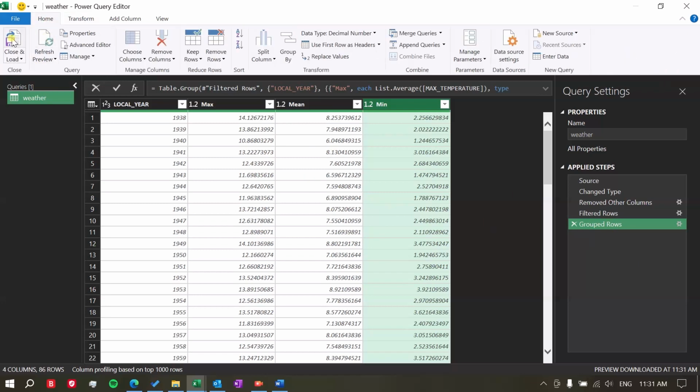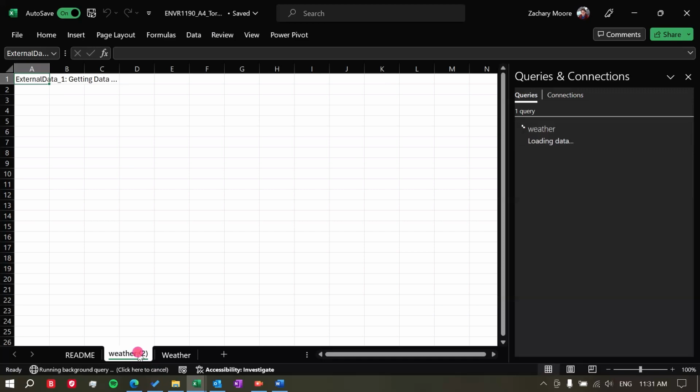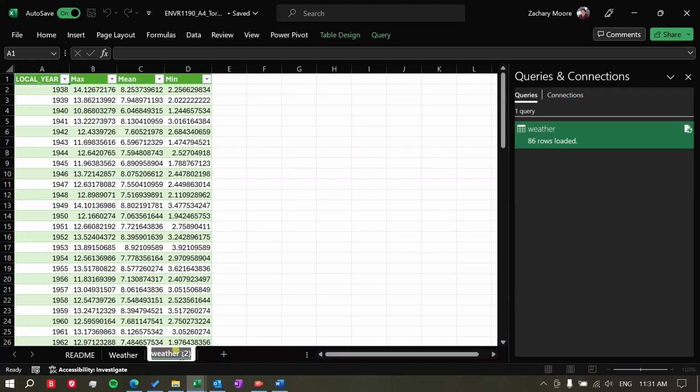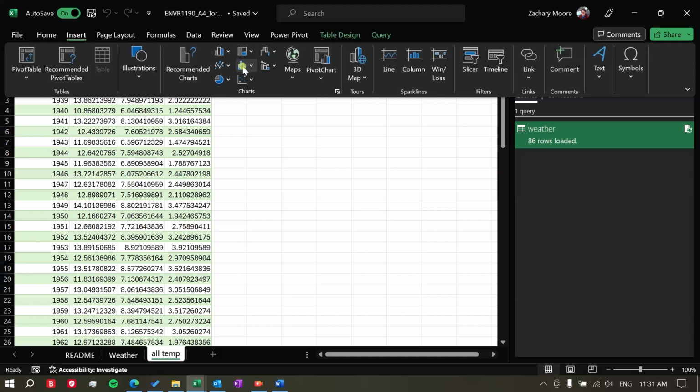With that, we can simply close and load. We'll call this all temp, so that we have all of the temperature measures here. The one graph that you need to have for your actual assignment is a scatter plot that has all of these in it.